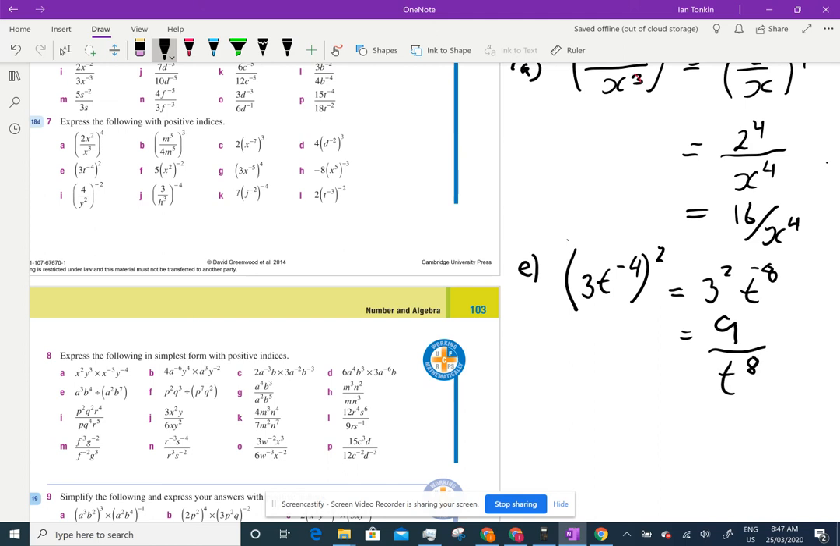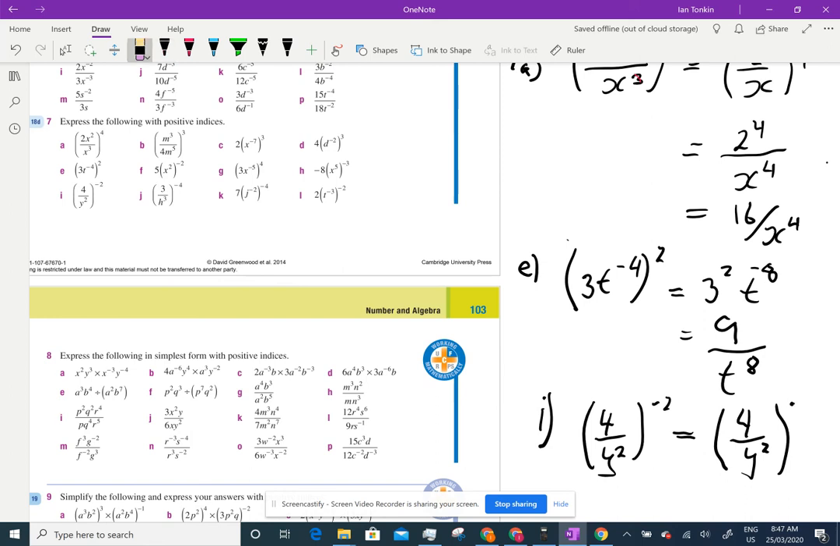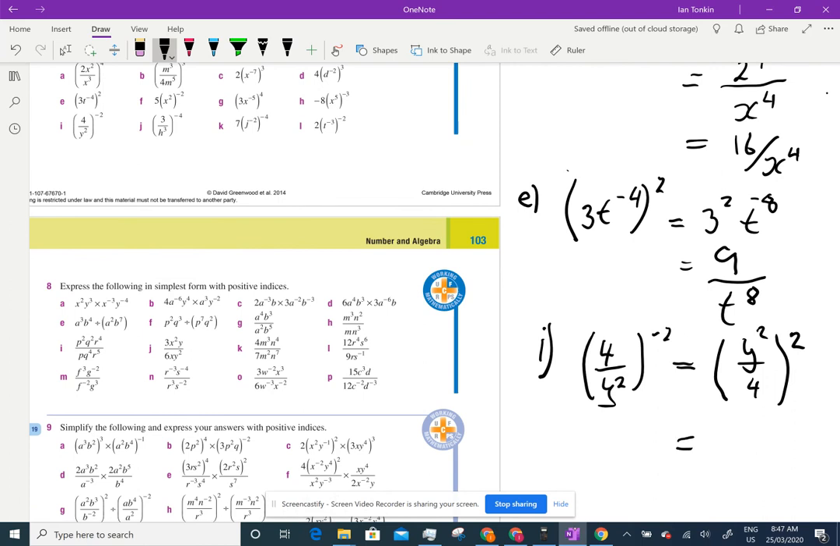And finally, in I, I've got 4 on y squared to the -2. Well, that negative just means I flip it. So 4 on y squared, silly, I didn't flip it after saying I was going to. Y squared on 4 squared. So that's going to be 2 times 2, y to the 4, 4 squared, 16.